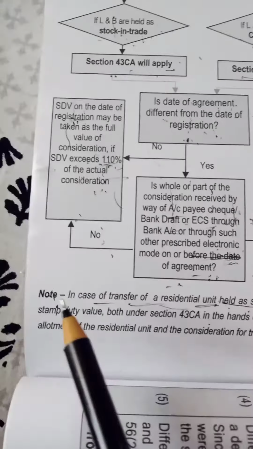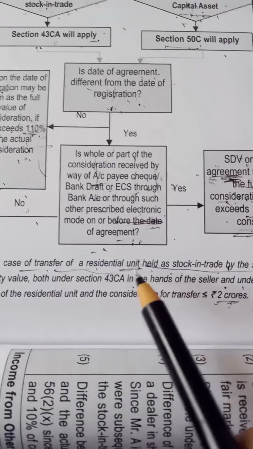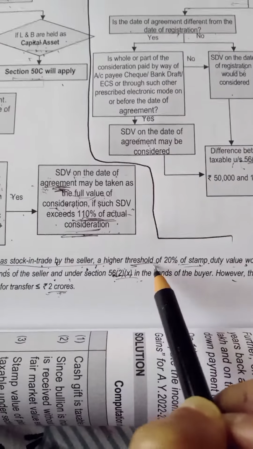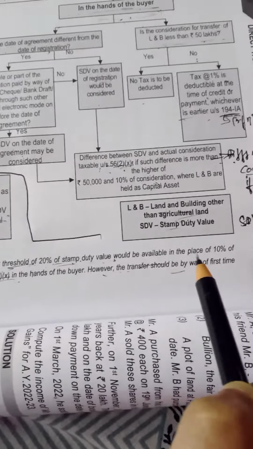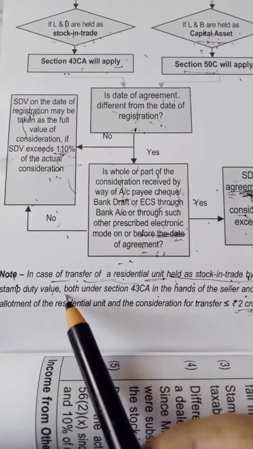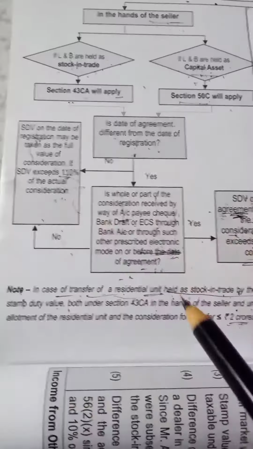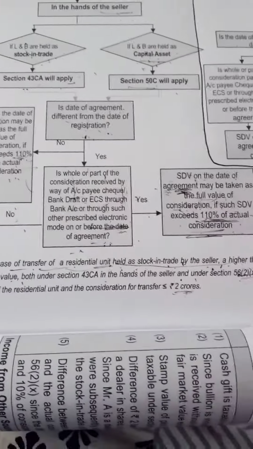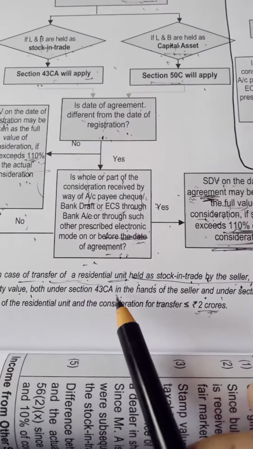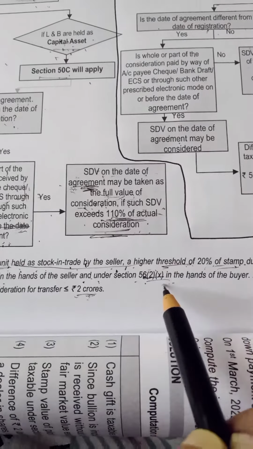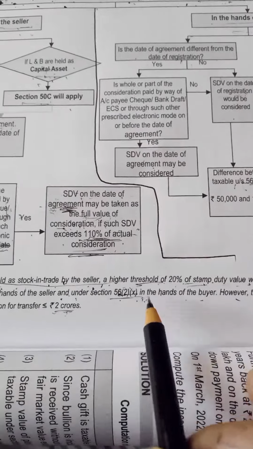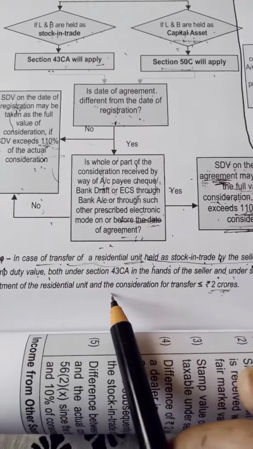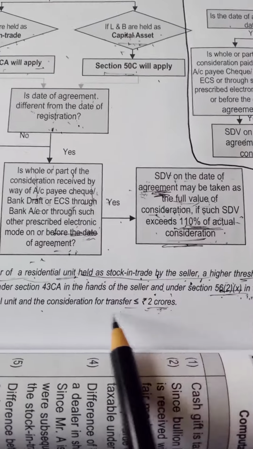One important note, in case of transfer of a residential unit which is held as stock in trade by the seller, then the higher threshold of 20% of stamp duty value would be available in place of 10% of stamp duty value, which means if SDV exceeds 120% of actual consideration instead of 110%, both under 43CA in the hands of seller and under section 56(2)(x) in the hands of buyer in case of IFOS. However, the condition is the transfer should be by first time allotment of residential unit, and the consideration for such transfer should be less than or equal to 2 crore.